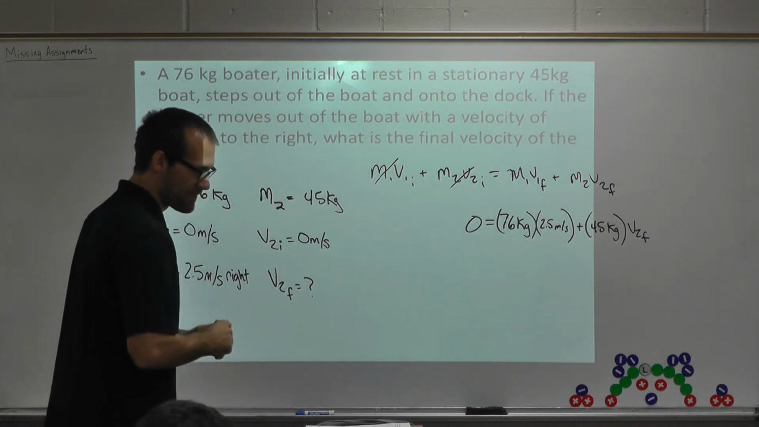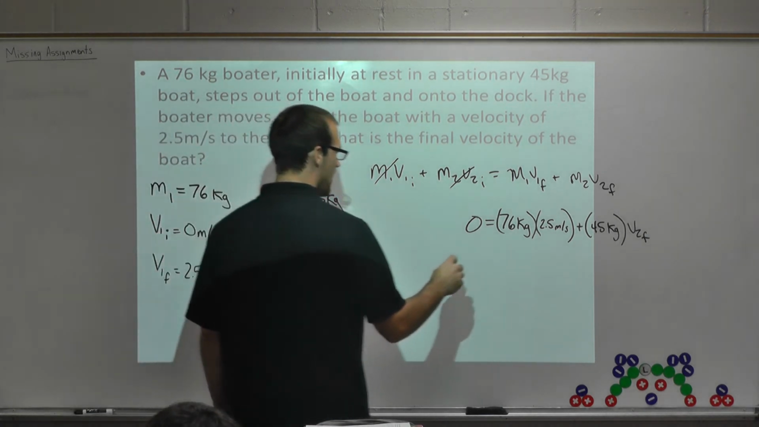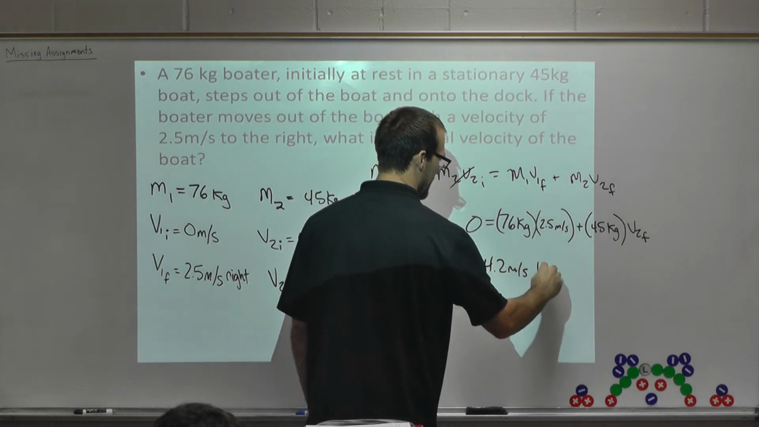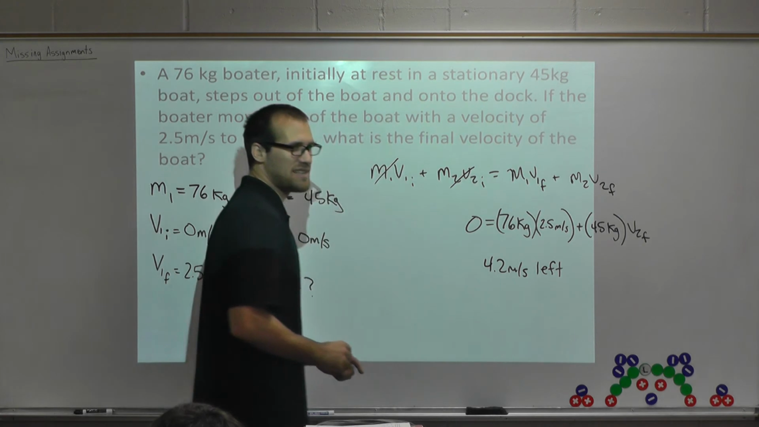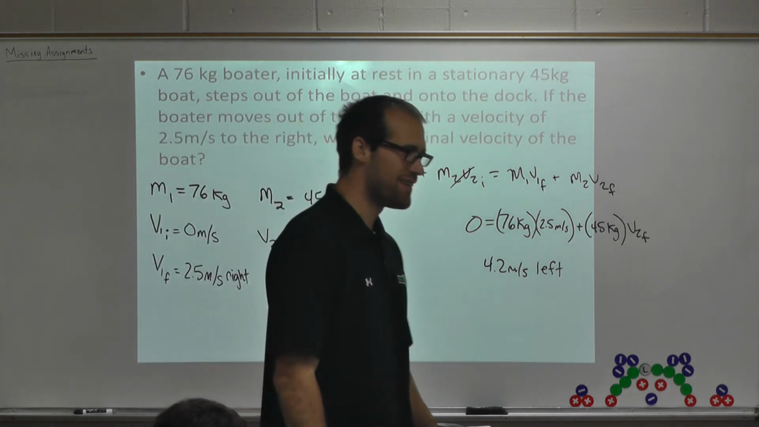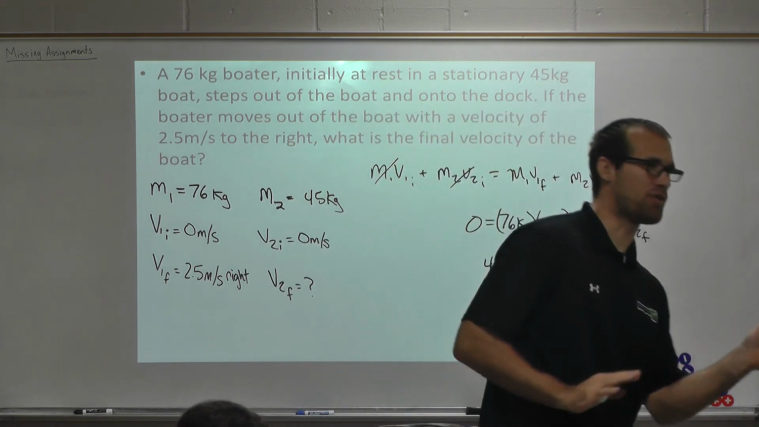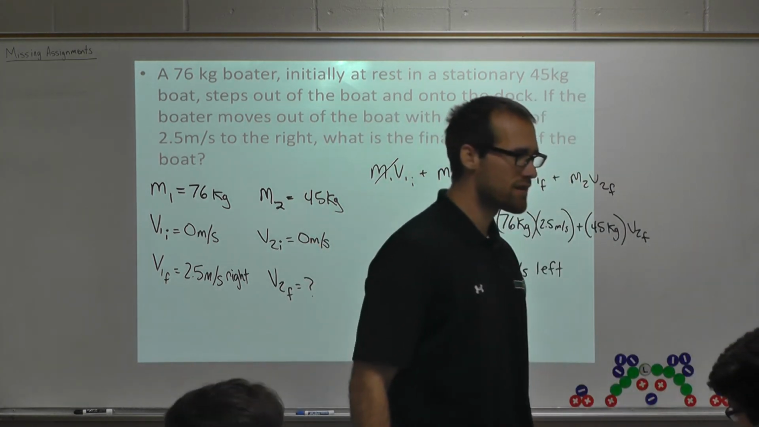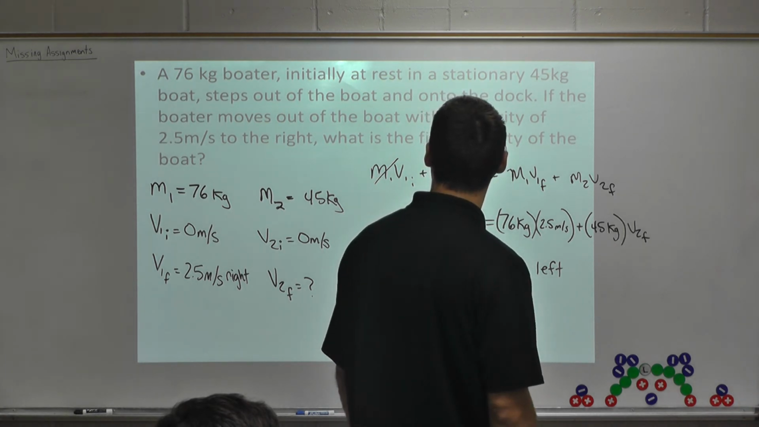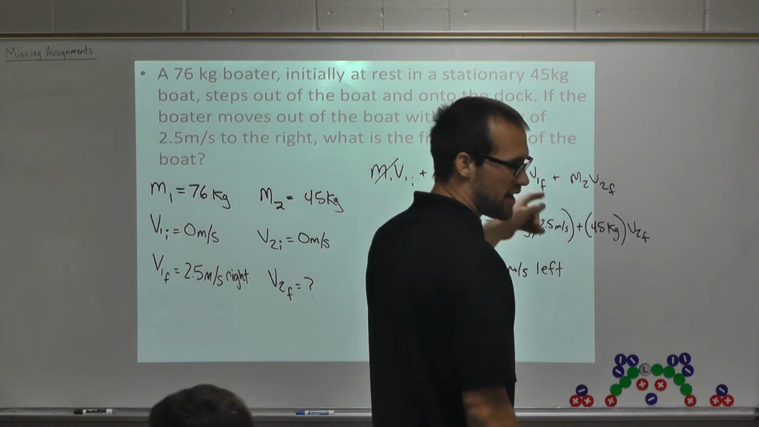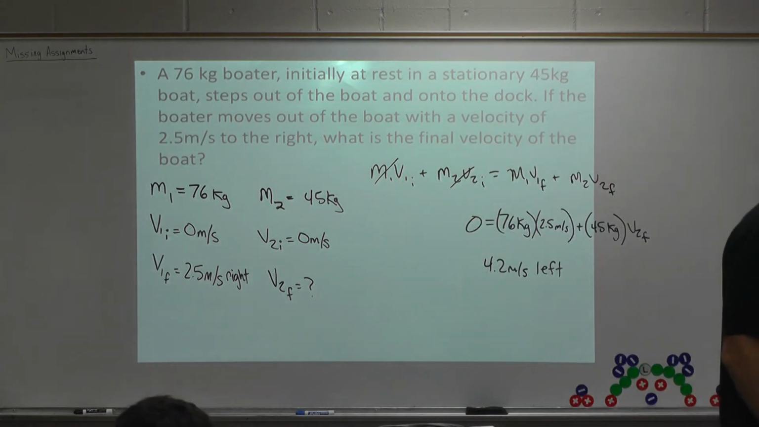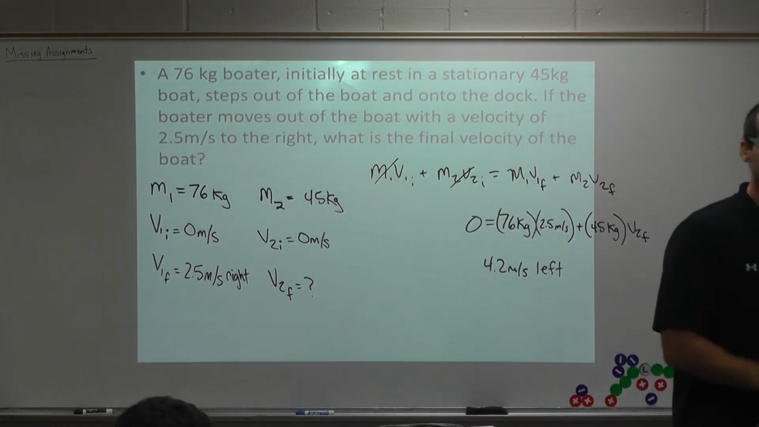4.2. Negative 4.2. I would probably just say 4.2 meters per second down. Down, down? How did you get that? If you jump off the boat to the right, won't the boat go to the left? He's jumping onto the dock. Can we say negative 4.2? Onto the dock. Have you ever come out of a boat onto the dock? What happens? 2.5.